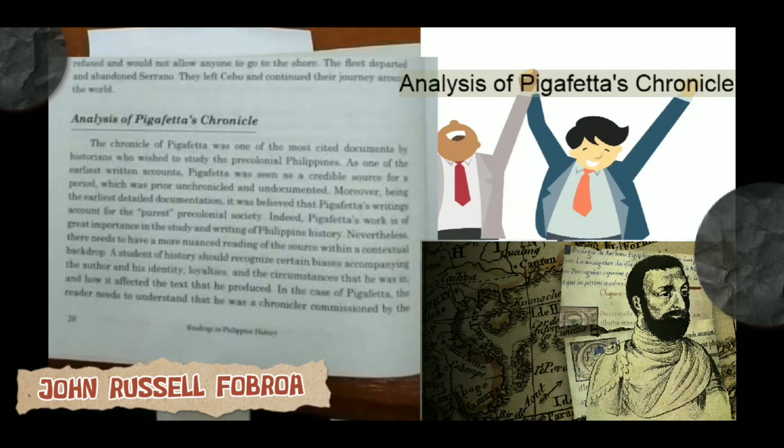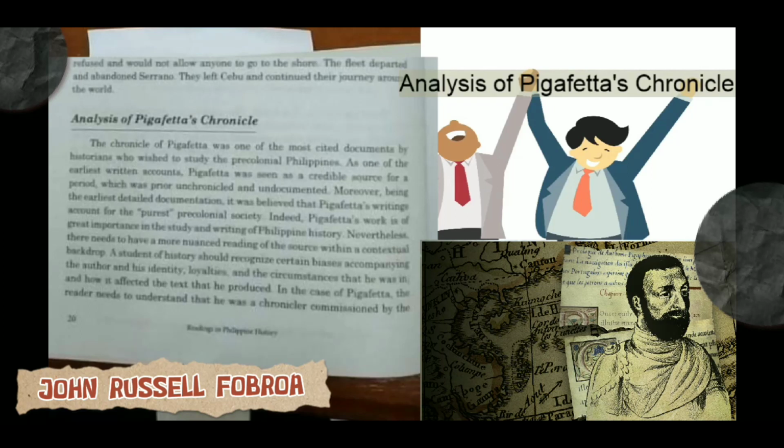The Chronicle of Pigafetta was one of the most cited documents by the historians who wish to study the pre-colonial Philippines. As one of the earliest written accounts, Pigafetta was seen as a credible source for a period which was prior and undocumented. Moreover, being the earliest detailed documentation, it was believed that Pigafetta's writings account for the purest pre-colonial society. Indeed, Pigafetta's work is of great importance in the study and writing of Filipino history.